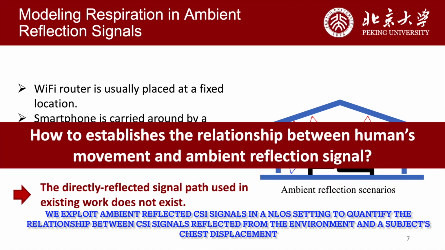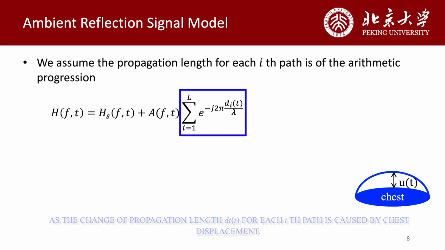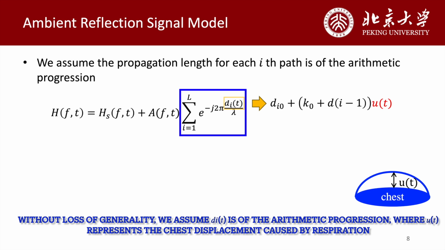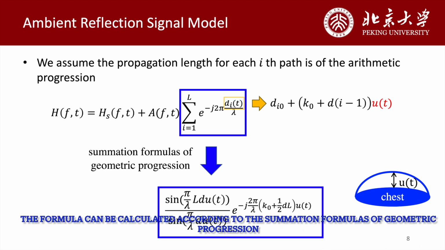We exploit ambient reflected CSI signals in non-line of sight settings to quantify the relationship between CSI signals reflected from the environment and the subject's chest displacement. As the change of propagation length d_i(t) for each reflection path is caused by chest displacement, without loss of generality, we assume d_i(t) is of the arithmetic progression, while u(t) represents the chest displacement caused by respiration. The formula can be calculated according to the summation forms of geometric progressions.